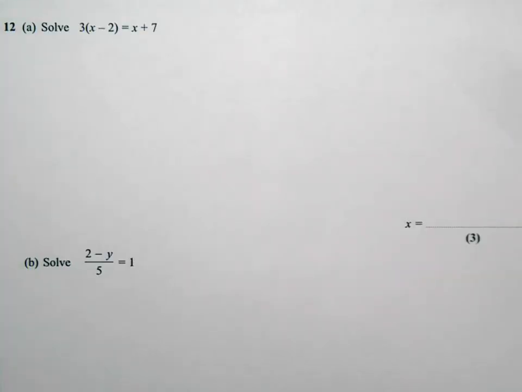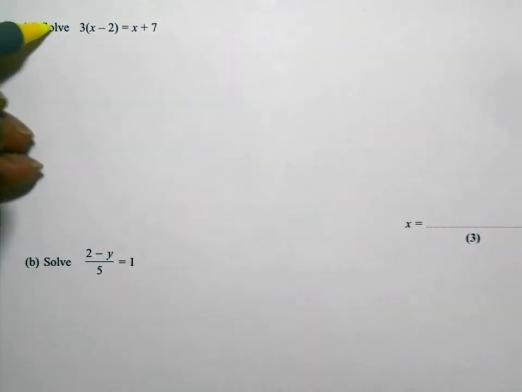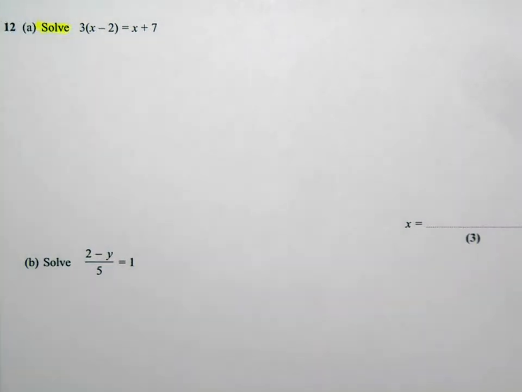This is question number 12 on the higher June 2013 calculator paper. This is an algebra question, and they're asking you to solve this expression: 3 brackets x minus 2 is equal to x plus 7.